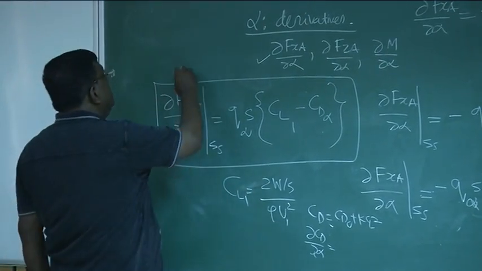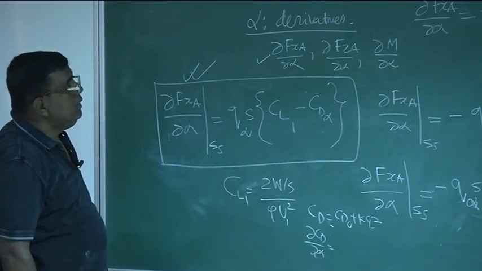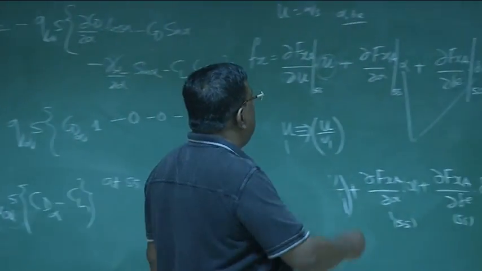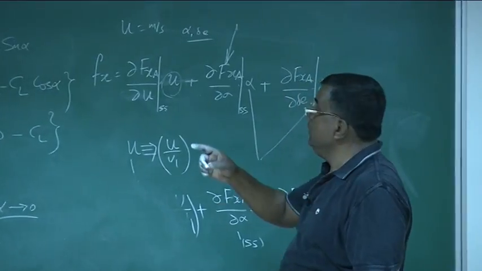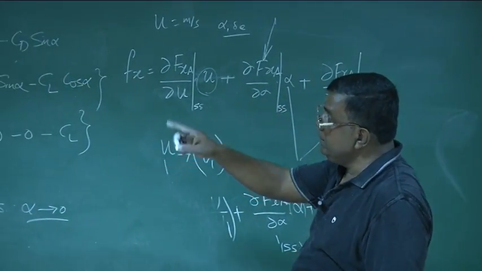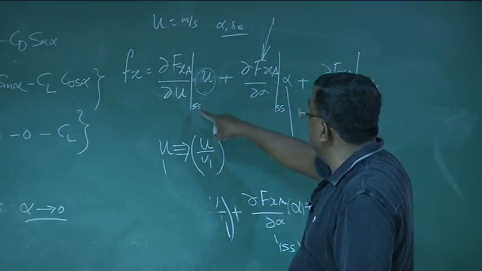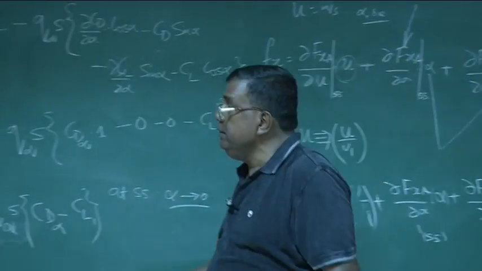So simplified expression we get for dfxa by d alpha. Why we are evaluating all this? Because we have to put those expressions here. dfxa by d alpha, I have to replace it by q infinity S, CL1 minus CD alpha. We will evaluate all these derivatives, right, and try to substitute them by such expressions.